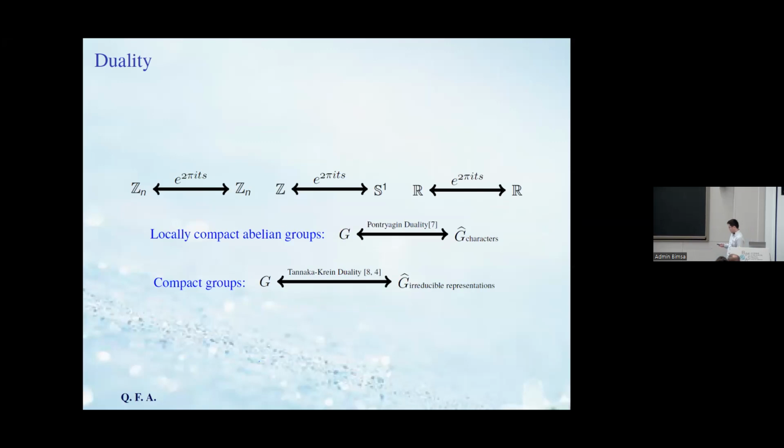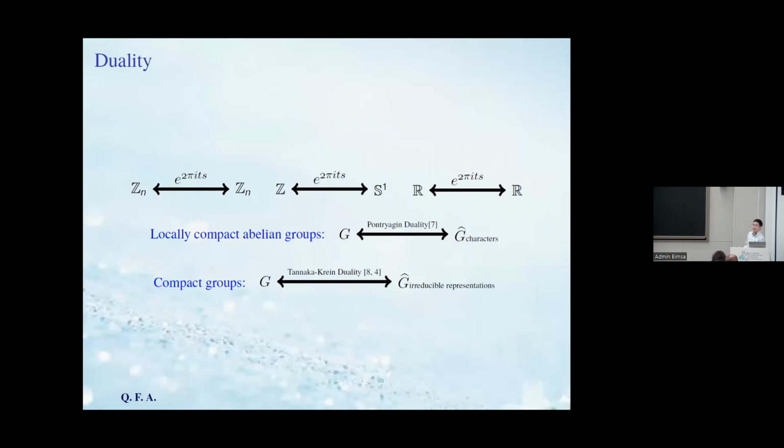This is very simple. If you consider a finite abelian group, then you can say that it is dual to itself. And if you consider Z, it is dual to S1. And if you consider R, it is dual to itself. And the Fourier transform is very easy to write out by using e^(2πits). So is there any other duality?